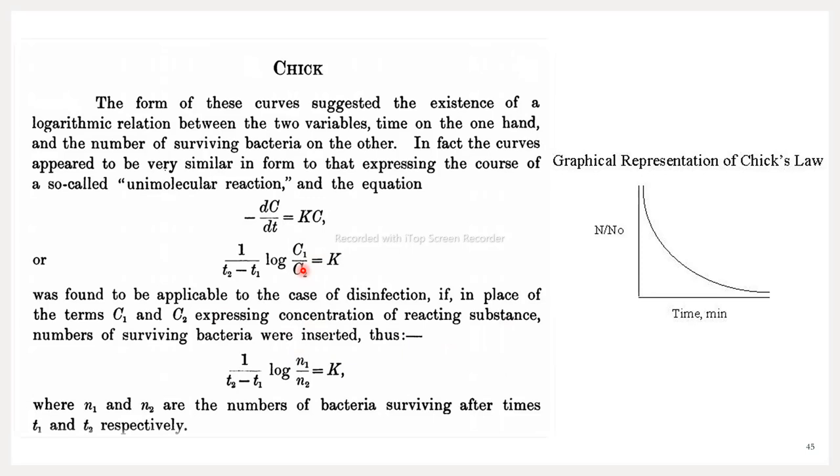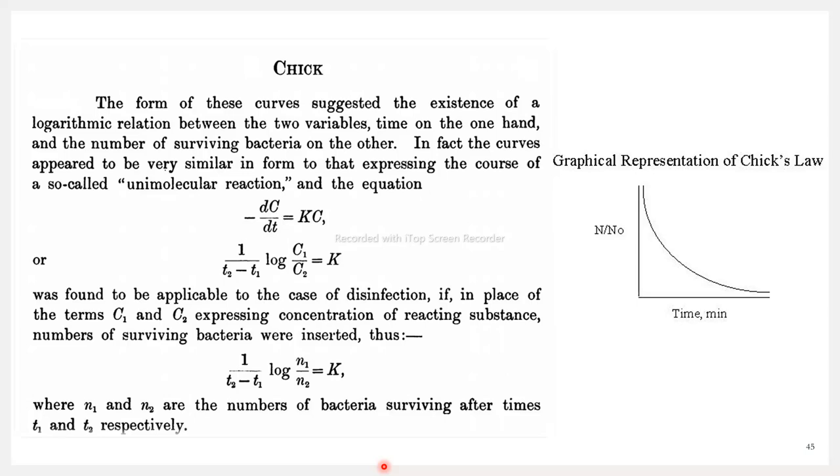If you express C1 and C2 in terms of the surviving bacteria, in our case it is N by N0, then simply C1 by C2 will be replaced by N1 by N2. If a Chick's law problem is given to you, there is one equation, so there will be one unknown. All the other values will be given in the question. In the last equation, N1 and N2 are the number of bacteria surviving after times t1 and t2 respectively. Generally in our graph, N0 is at T0, that means your starting time, and N is at time T.